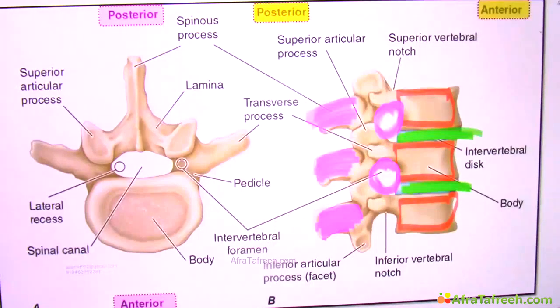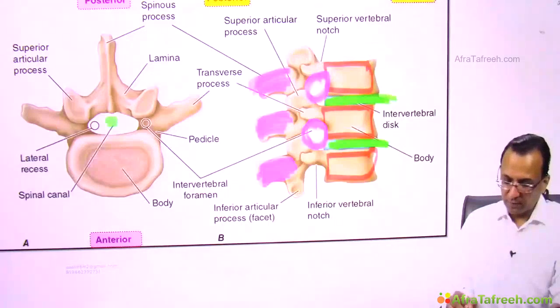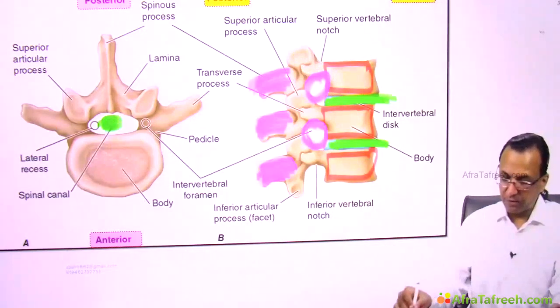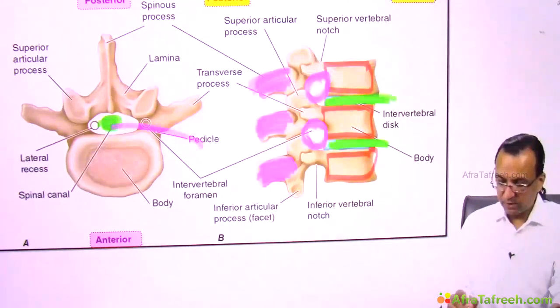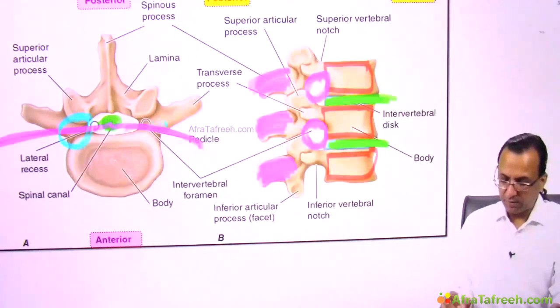The spinal nerves come from the spinal cord. So the spinal cord will be passing here, and as it passes, it gives some spinal nerves outside. Those spinal nerves pass like that, and this is the region you are calling the intervertebral foramen.